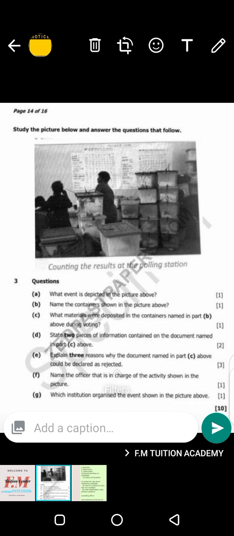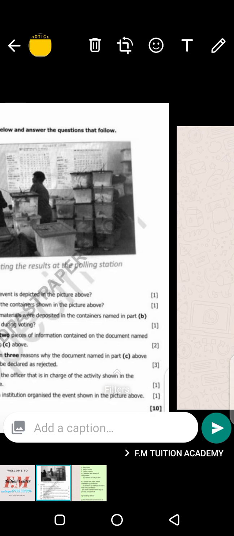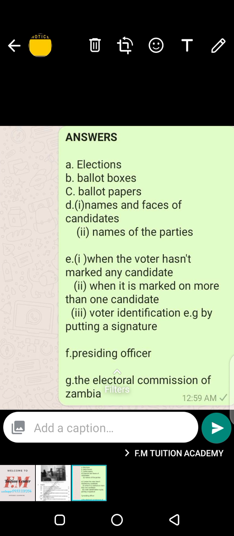Okay. Question F. Name the officer that is in charge of the activity shown in the picture. This whole activity that you are seeing here, who is in charge? At the polling station, the person who is in charge is actually the presiding officer. The presiding officer is the one who is in charge of the polling station. He's the highest person in charge of each polling station. As you can see there, F, the answer is presiding officer.